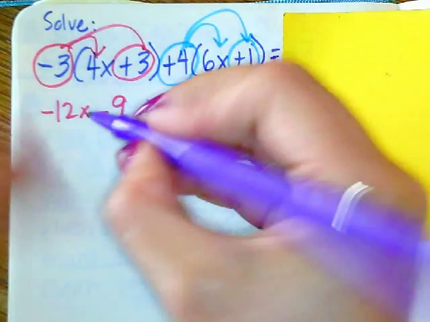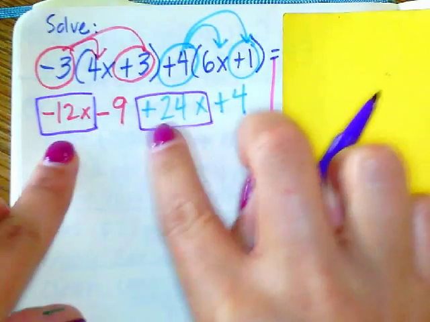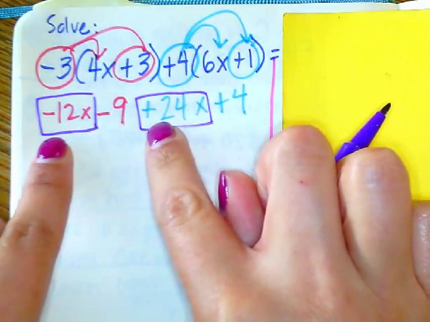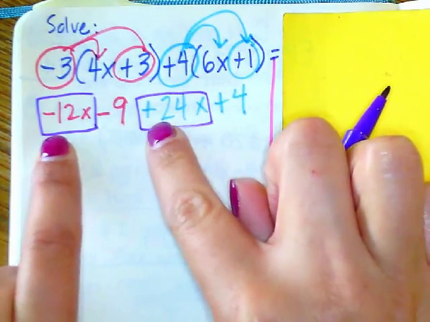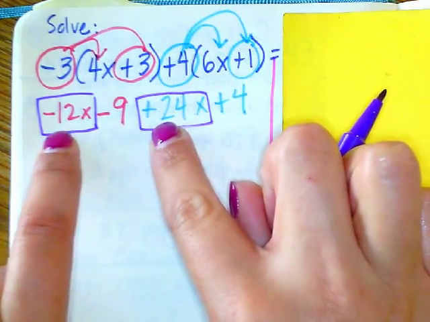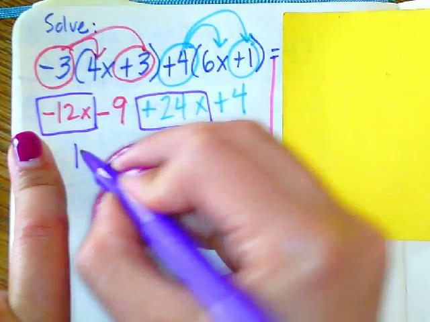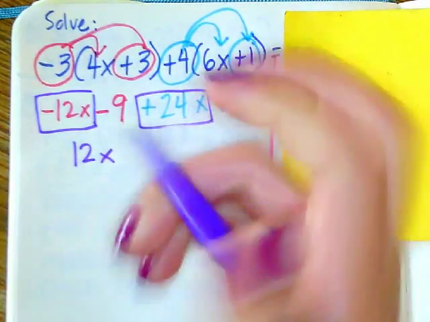So here I see the x's and this x, and notice how I box in the sign in front of it as well, so I know if it's positive or negative. Here, remember, different sign, we subtract. So positive 24 and negative 12 gives me positive 12x.